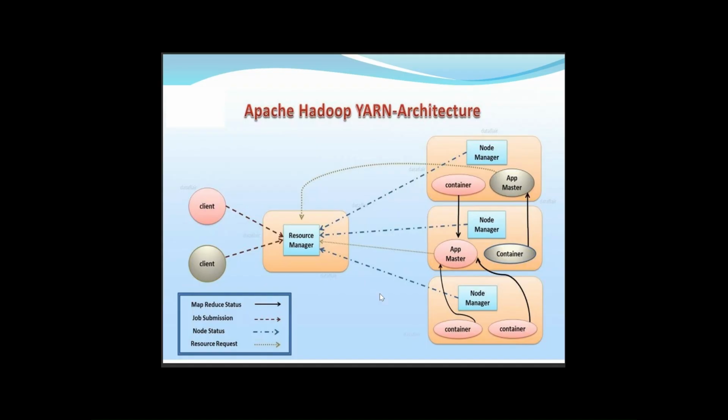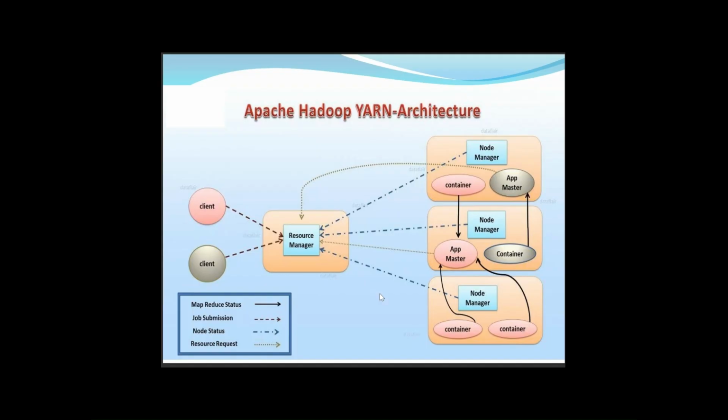It controls and allocates resources across the cluster. Every node has a node manager, which monitors its own system resources and reports back to the resource manager. Then, for each application, Yarn creates an application master, which coordinates that job. It requests resources and tracks task progress.